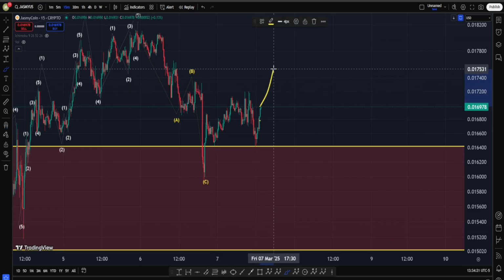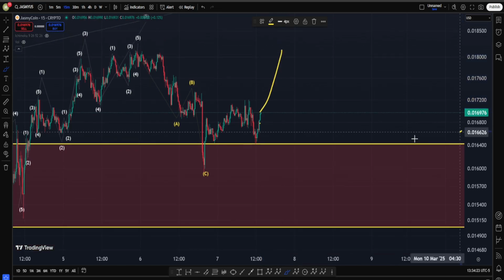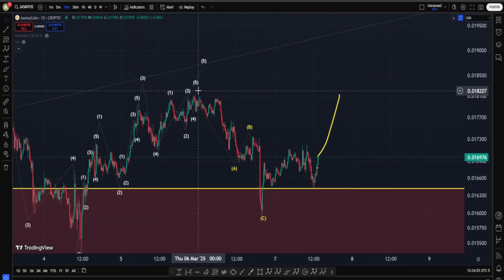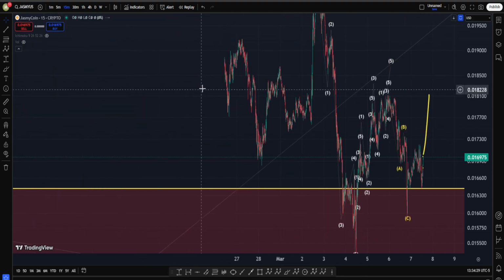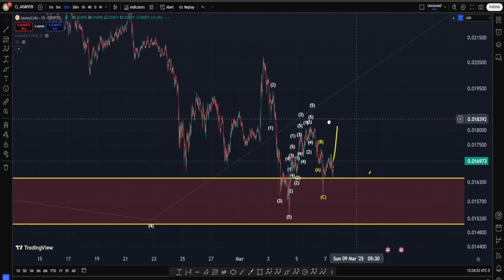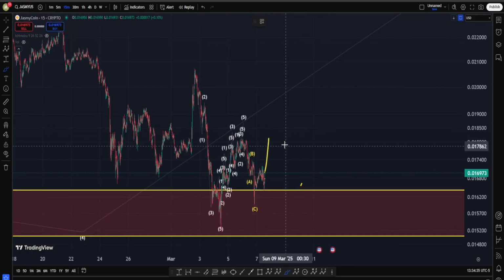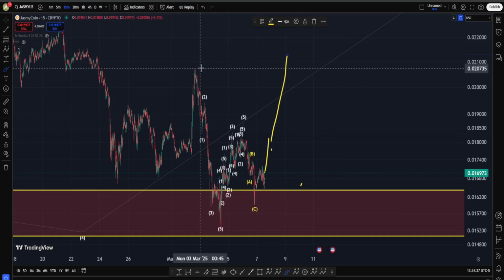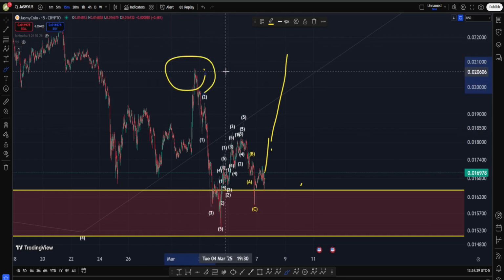And from here, you can expect another move up in order to take the highest high about, let's say, 1.82 cents. And maybe we're going to go a bit higher than that. And a much more bullish sign in Jasmy is going to be a move up in an attempt to take this important major pivot high, which is going to be somewhere around, let's say, like 2.1 cents.